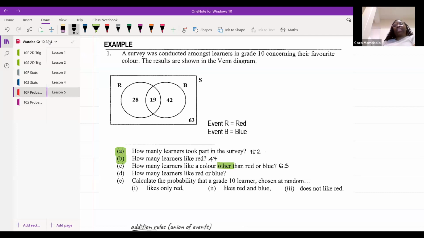Next one says, how many learners like red or blue? So it doesn't matter whether you like one. Remember, this section is for red and blue. This is when they like red and blue. Now, red or blue says that you can like either of them or you can like them both. There is no limit to whether you are red or blue or both. So remember, or is going to be the whole of red or the whole of blue.